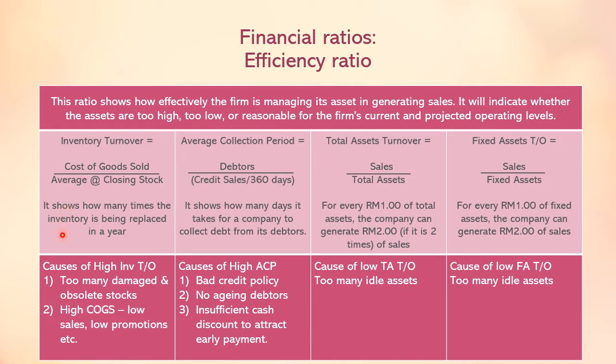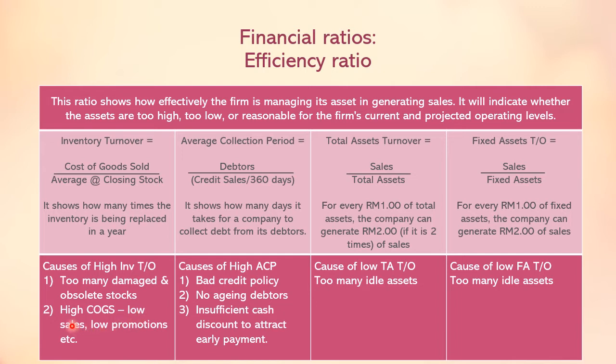Meaning that around every 90 days, they replenish their stocks. So the higher the inventory turnover, the better your firm's performance, because you are selling your stock faster, quicker. If you have low inventory turnover, then it means that you have too many damaged and obsolete stocks that render you unable to sell off your stocks.